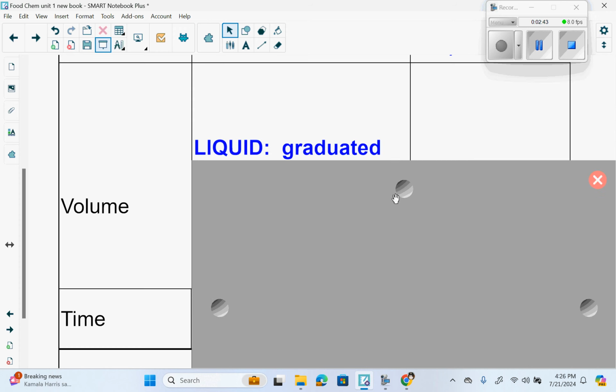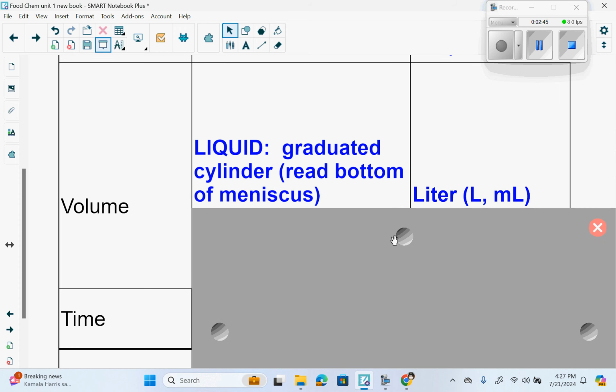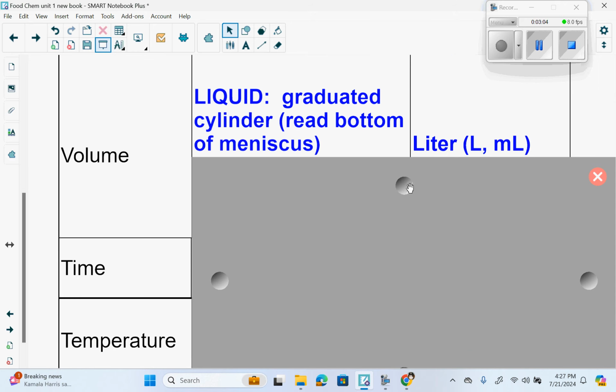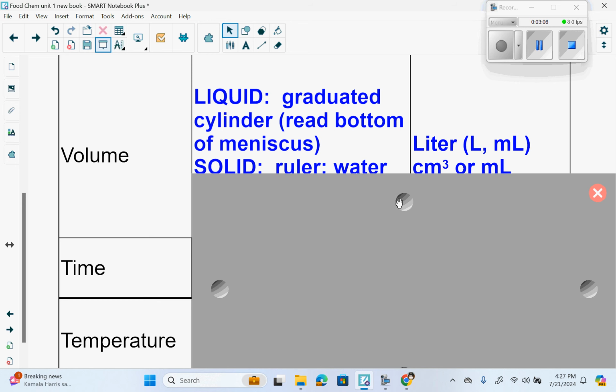All right, now for volume. If you're finding the volume of a liquid, you will use a graduated cylinder. You read the bottom of it, which is called the meniscus. It's like that little dip in the liquid. And that is the liter or the milliliter. We do have liter bottles and such that you'll draw some food ingredients from, so that's not a big deal.